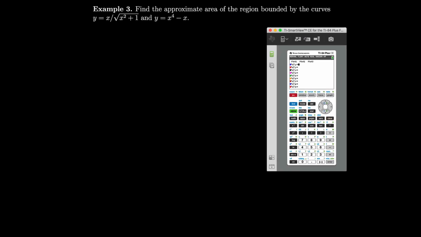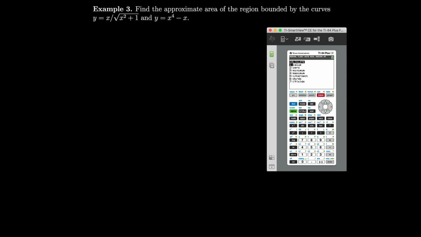We'll go to y equals, we'll put in x divided by the square root of x squared plus 1, and we'll put in x to the 4th minus x. Oops, x. Always doing that. There we go. And we'll graph it. Okay, doesn't look too bad, but let's zoom in a little bit. Alright, nice. It looks like they intersect at (0, 0) and at some other point over there. Let's see what that point is.